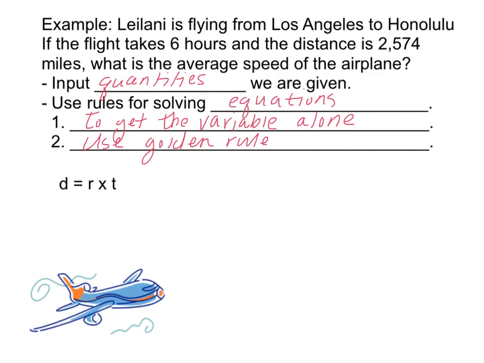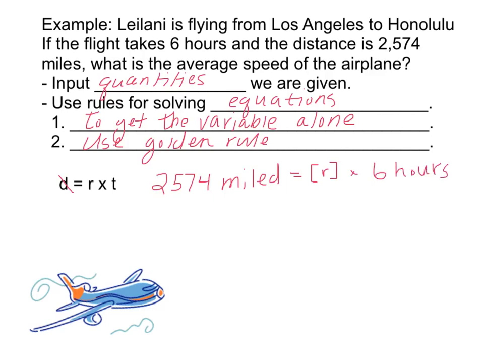So let's input the information that we have. We've got distance. The distance is 2,574 miles. That is our D. Do we have a rate? We don't have a rate because I don't see a per anywhere. So it looks to me like the rate is the unknown that we are searching for. And do we have time? Yes, our time is 6 hours.